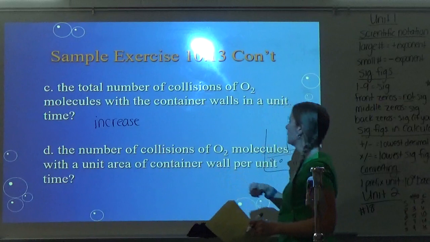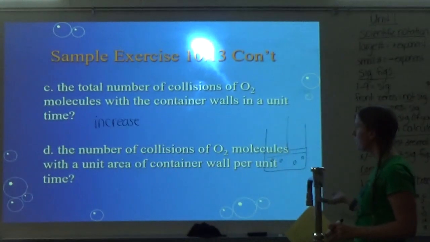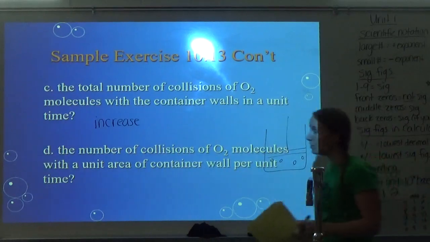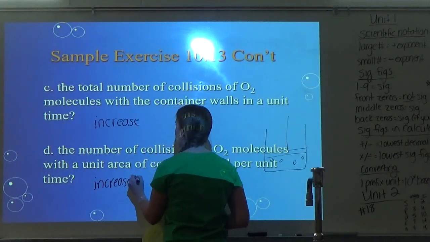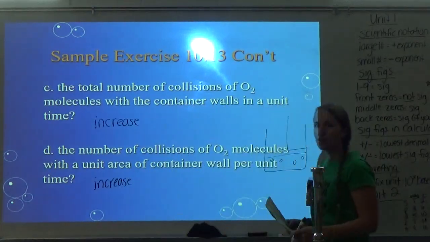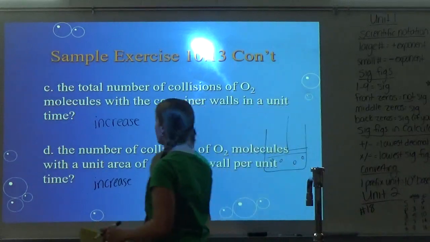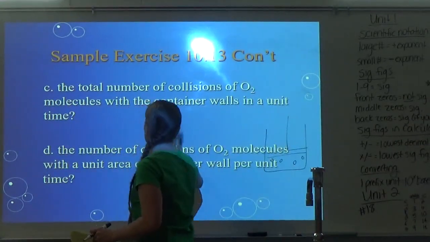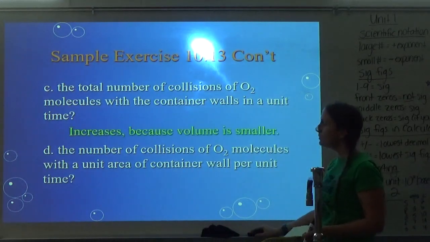Then it says the number of collisions of O2 molecules with a unit area of container wall per unit time. Well again, we have a smaller volume at this point, so the number of collisions is going to increase. Don't let the wordiness of these two throw you off. If temperature doesn't change, speed or kinetic energy doesn't change, then in this case, volume changed, so it is going to increase the number of collisions because the volume got smaller.